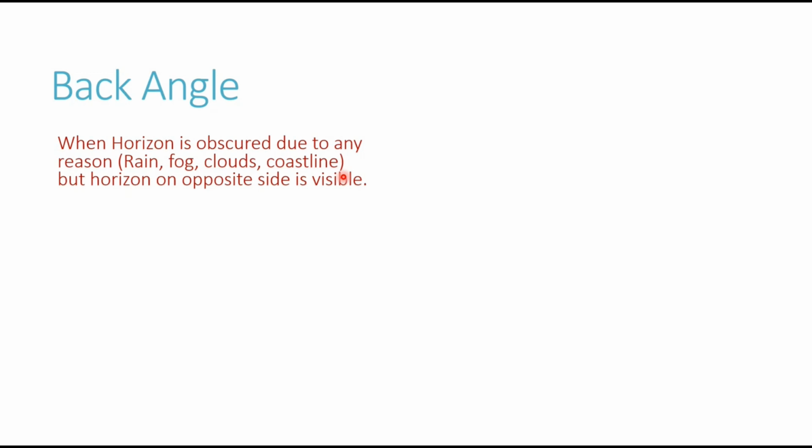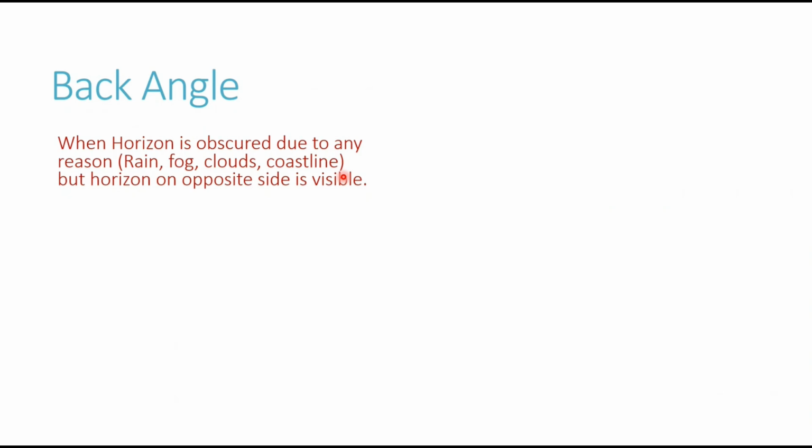Now, in these scenarios also, it seems we will not be able to take the sight, but there is one possibility which is available. And that possibility is if the horizon on the opposite side is visible to us. Let me give you a practical example. Let us say you are coasting on, let us say, the Indian West Coast. You are passing Mumbai and moving in the northwest direction. Now you have the coastline on your starboard side.